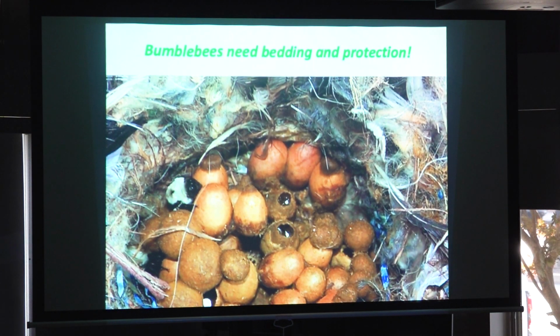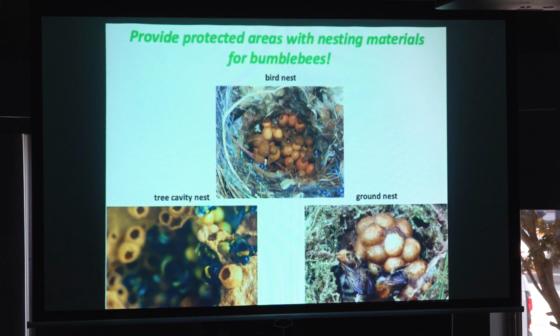So bumblebees need bedding and protection. Here are three possibilities. An old bird nest, inside a birdhouse. That can be a bumblebee house. Tree cavities are another place, or a ground nest, maybe under your tool shed, or any place where they can find shelter, they can use.